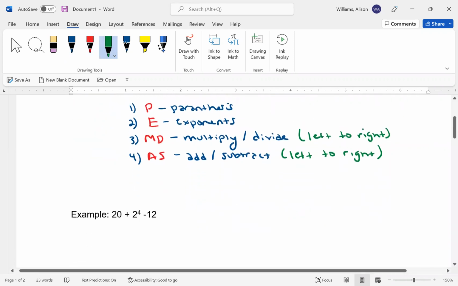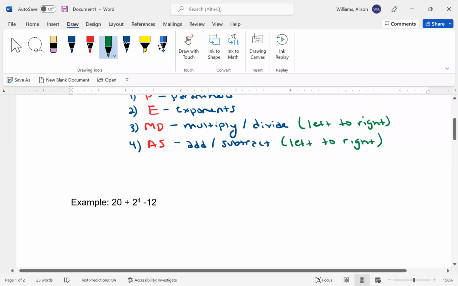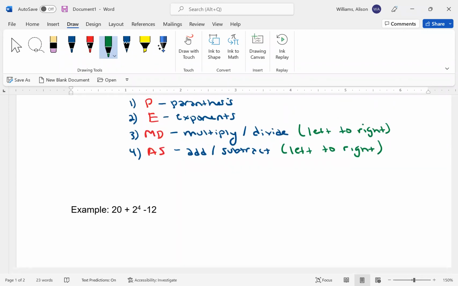So the first example I have here is 20 plus 2 to the 4th minus 12. So in this, we don't have any parentheses. So first step, don't even have to worry about it. We do have an exponent though, right here, 2 to the 4th is an exponent. So first thing I'm going to do is multiply 2 times itself 4 times. That's what 2 to the 4th is. And if you don't know that or have trouble doing that, grab a scientific calculator. We'll work on that real quick. But that does come out to 16.